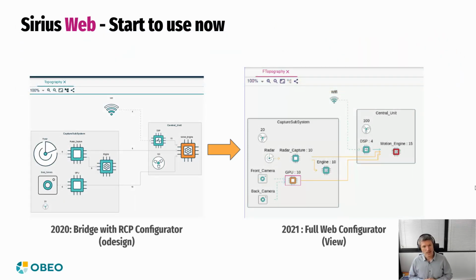In conclusion, you can see that Sirius Web is quite an active project. This year is a very important year because now metamodeling on the web is ready to use. You can start to use it. We continue to improve this experience, to add new features, to expose all the features of the underlying frameworks to these configurators.